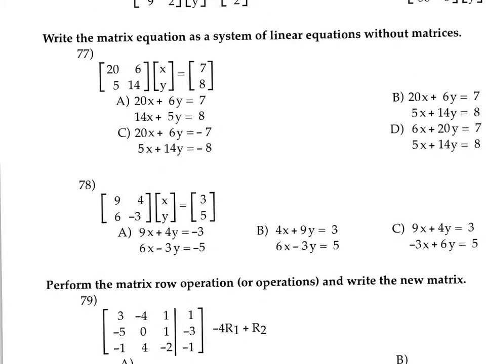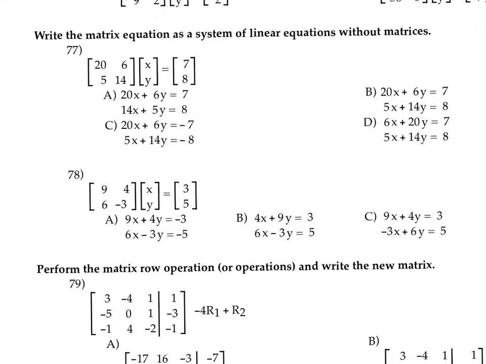For number 77, you're going backwards. And you're basically taking the first column as the x's, the second column as the y's, and the third column as the constants on the other side of the equation, which pretty quickly comes out to a solution, which happens to be B. And I'm writing really slowly.